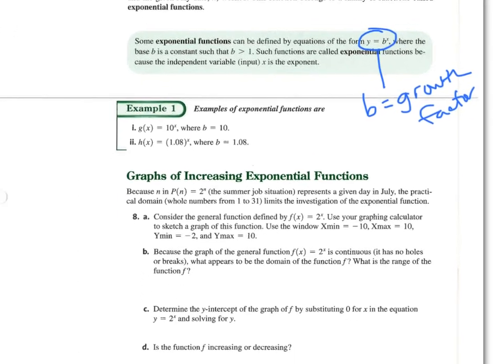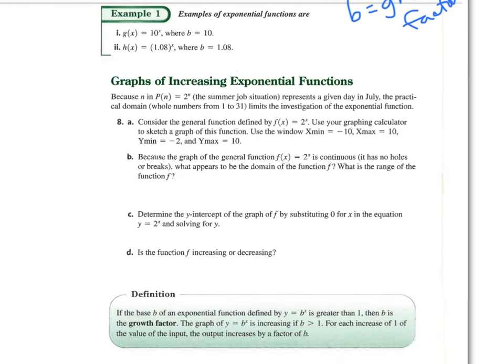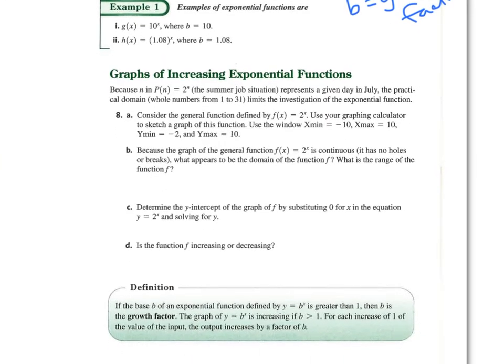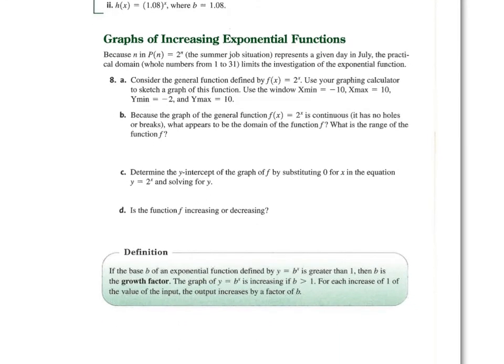Okay, so the next things they want us to do: graphs of increasing exponential functions. What we just had was definitely an increasing one. And the next thing they're going to have you do is plot that.